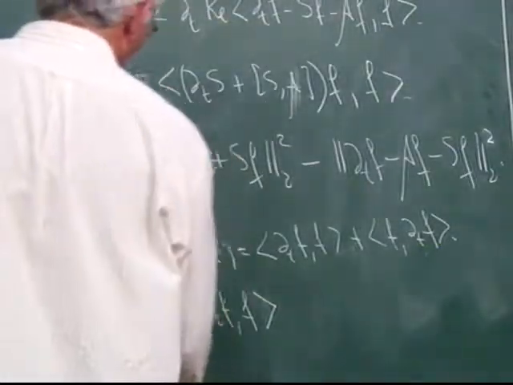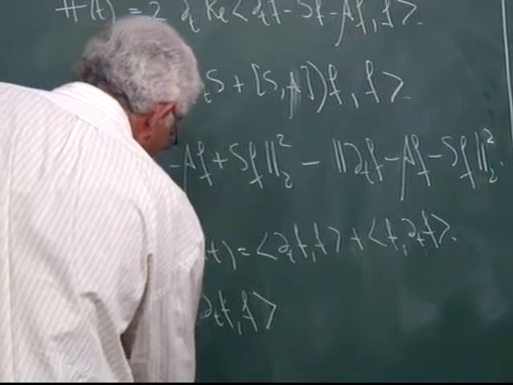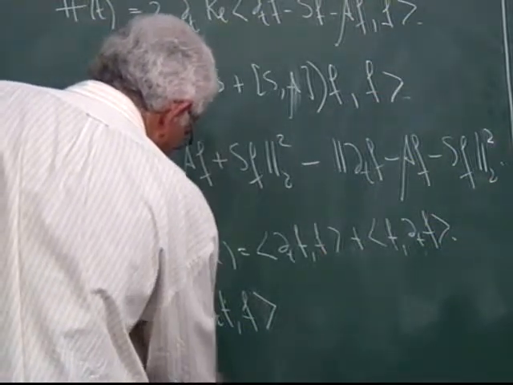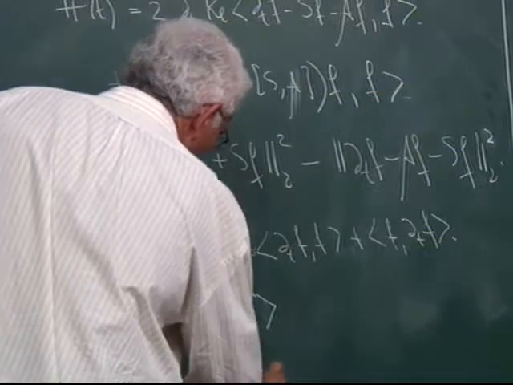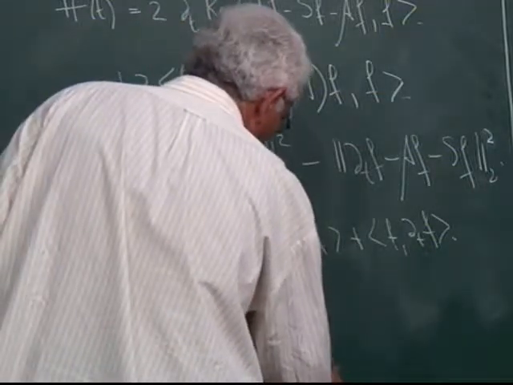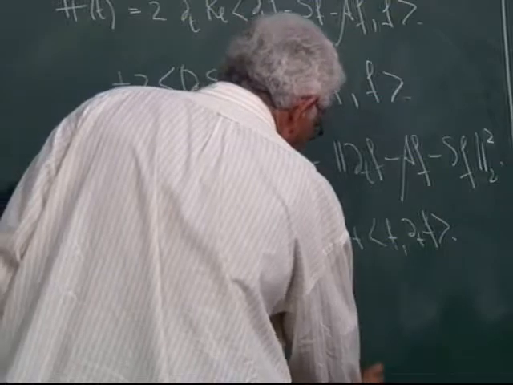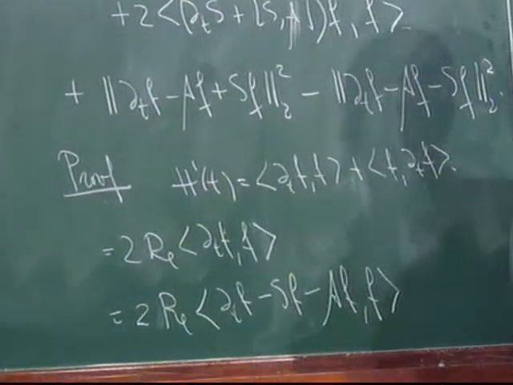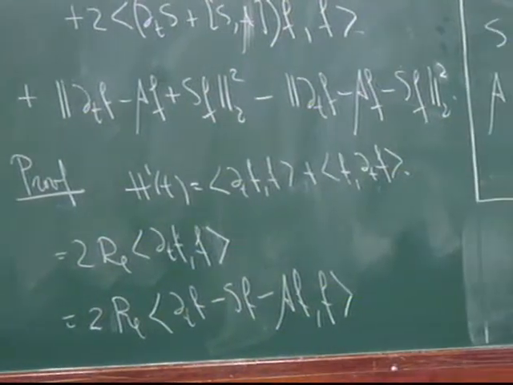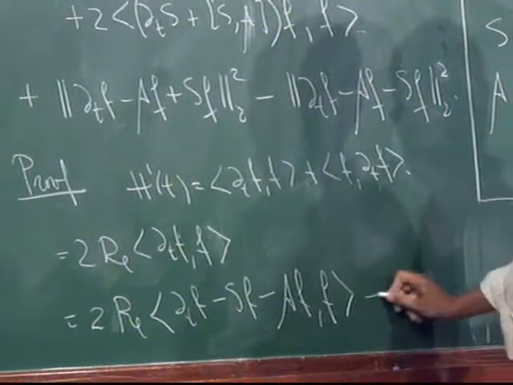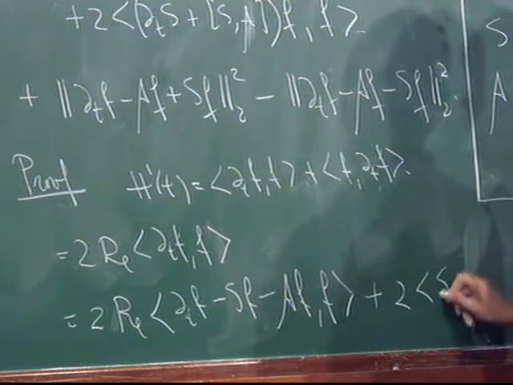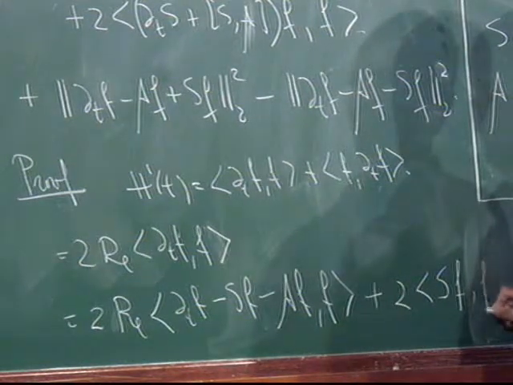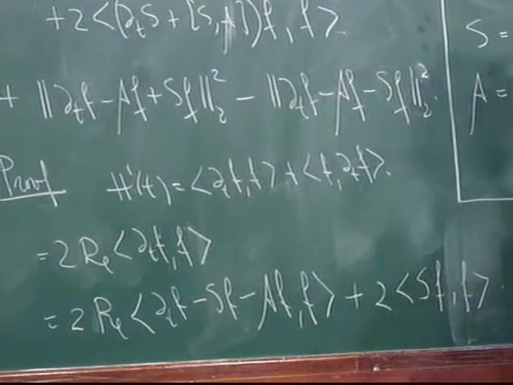By convenience, you write it this way: dt of f minus S of f minus A of f, f. And if I have to have equality, what do I have to add? I mean, if I want to say that this is equal to this, plus twice S f multiplied by f. Remember that this is 0.